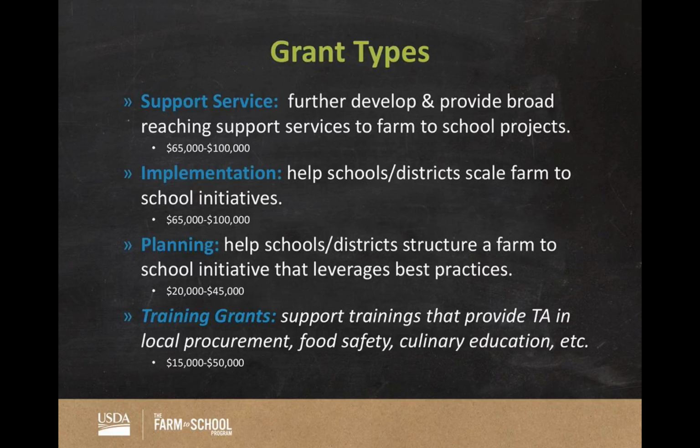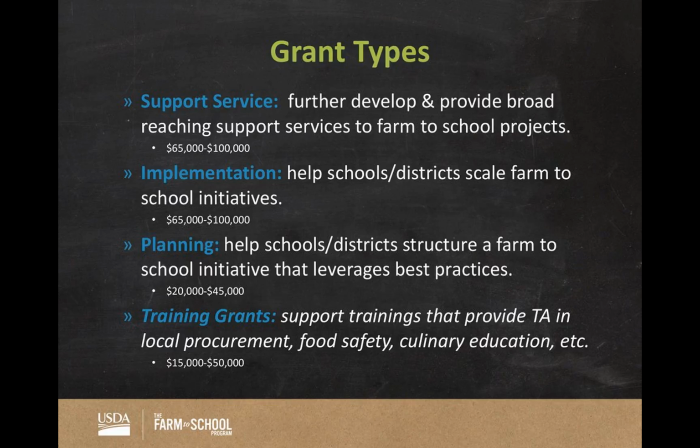In terms of grant types, as we shared on yesterday's webinar, there are 4 different grant types that entities are able to apply to. The first is the support service grant. And each of these grant types has a different amount of funding available. Support service grants help to develop and provide broad-reaching support for farm-to-school projects. Nonprofits and state agencies are able to apply to this grant type, and the funding level is between $65,000 and $100,000.